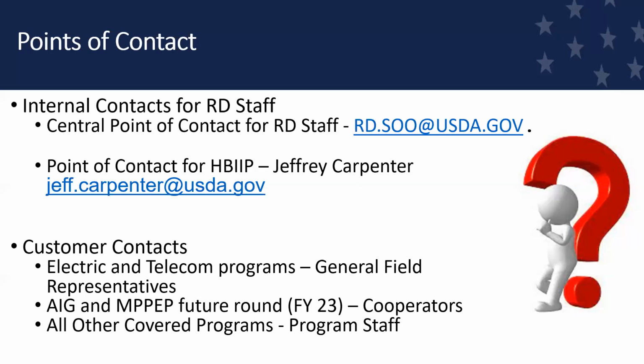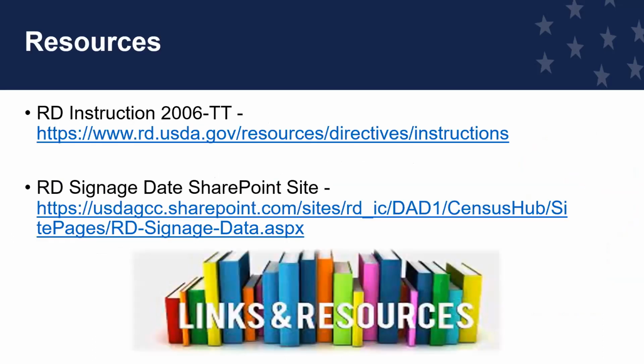There is a specific point of contact for the Higher Blends Infrastructure Incentive Program. It's Jeff Carpenter, and his email is listed here. Customers should contact their general field representative for the electric and telecom programs regarding the signage requirements. And for the AIG and MPPEP future round, we mentioned there's cooperators that are working with business programs. They should contact those cooperators for those programs. And then for all other covered programs, it would be the program staff out in the field that can answer questions for those customers. Next slide, please.